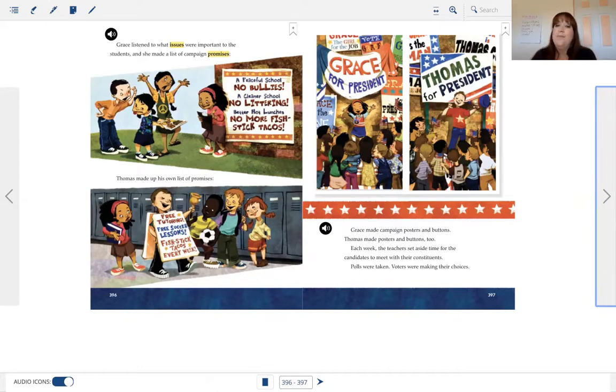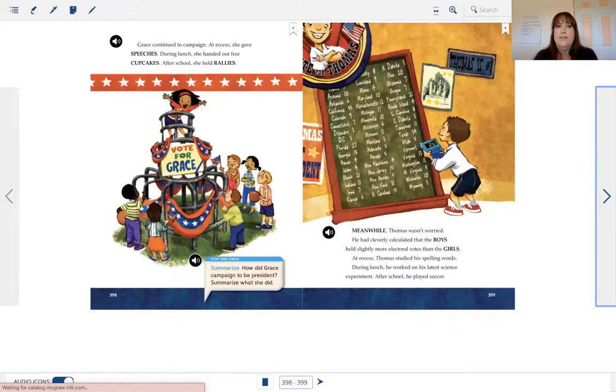Each week, the teachers set aside time for the candidates to meet with their constituents. That's a new word. Constituents are the people who are voting. So that meant they were meeting with other students. Polls were taken. Voters were making their choices.